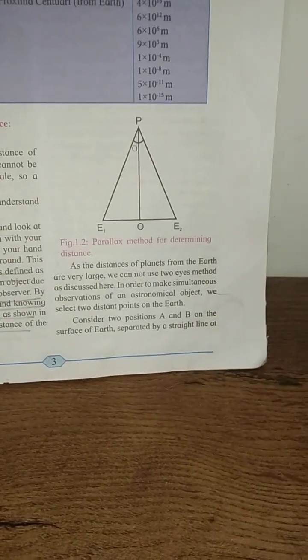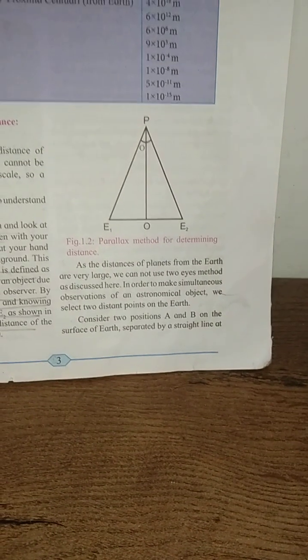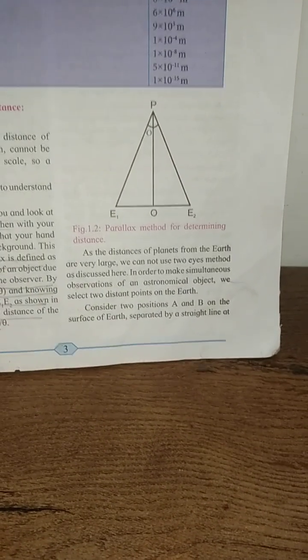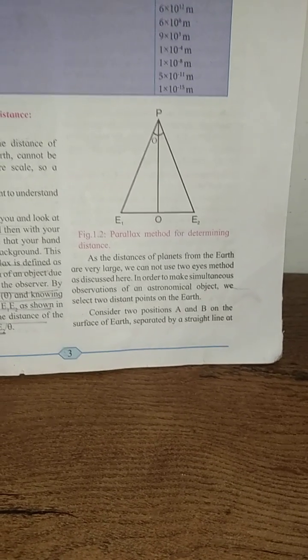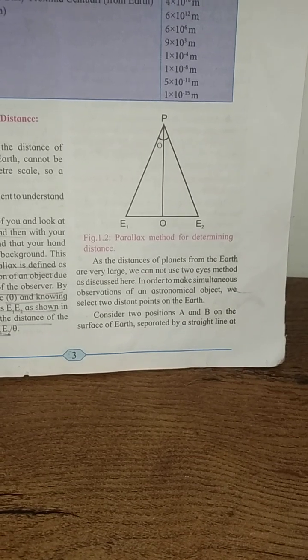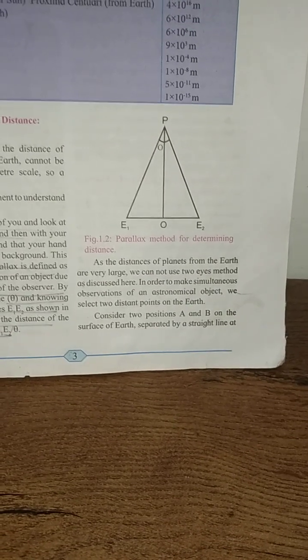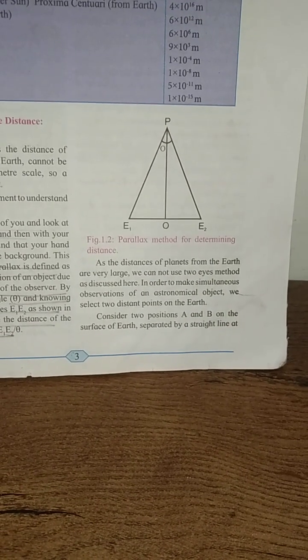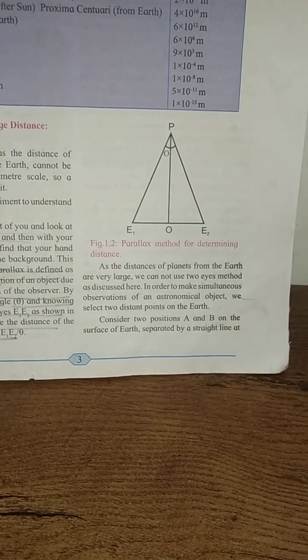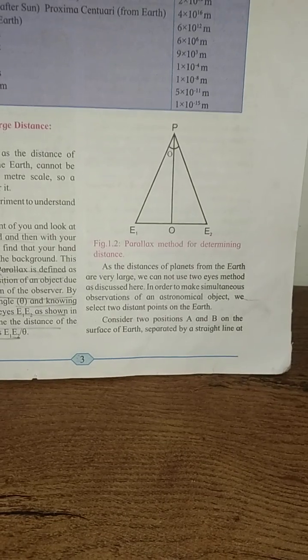So in the parallax method, for determining distance, as the distance of the planets from the Earth is very large, we cannot use the two-eyes method as discussed. In order to make simultaneous observations of an astronomical object, we select two distant points on the Earth. So consider two positions A and B on the surface of the Earth separated by a straight line.